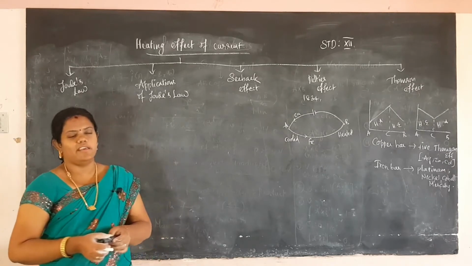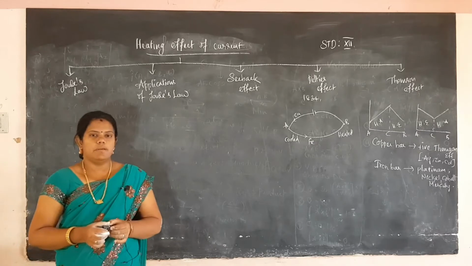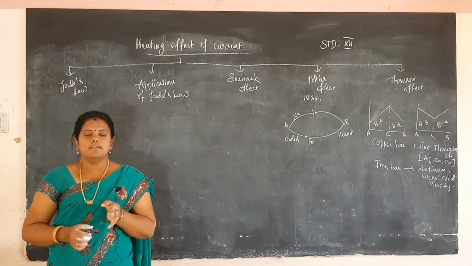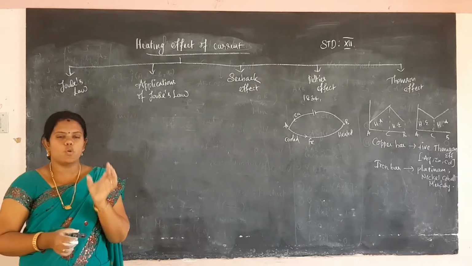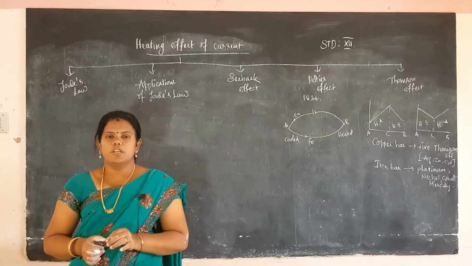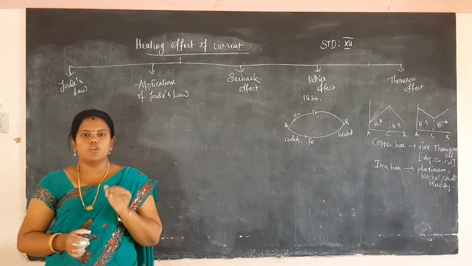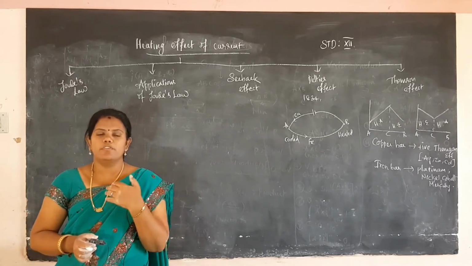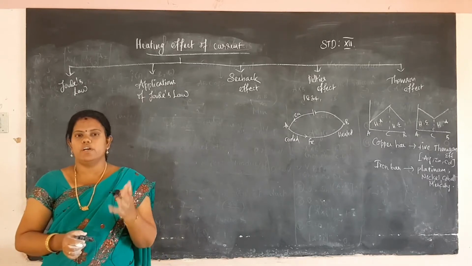What is the meaning of heating effect of current? The current will be passing through a circuit. The circuit has resistors. A resistor definitely drops some voltage. So it will reduce the speed of the current. It will drop some voltage, and that voltage will be dissipated in the form of heat. That is the heating effect of current.